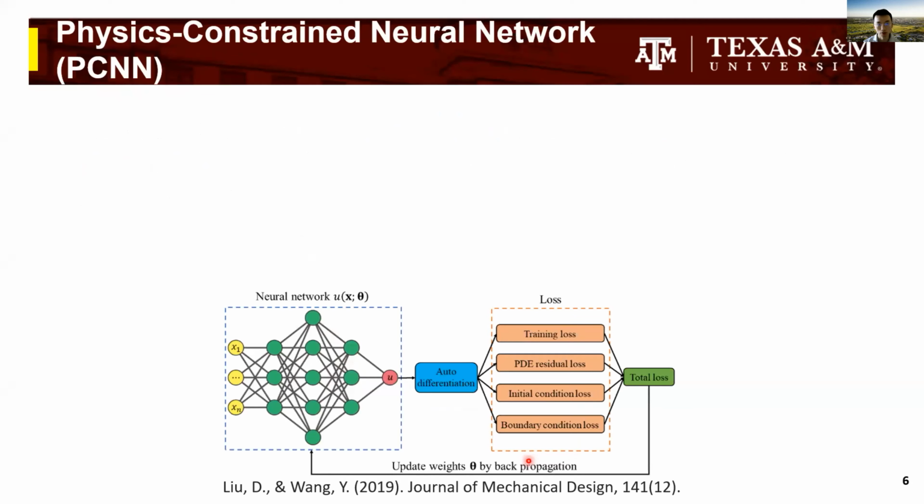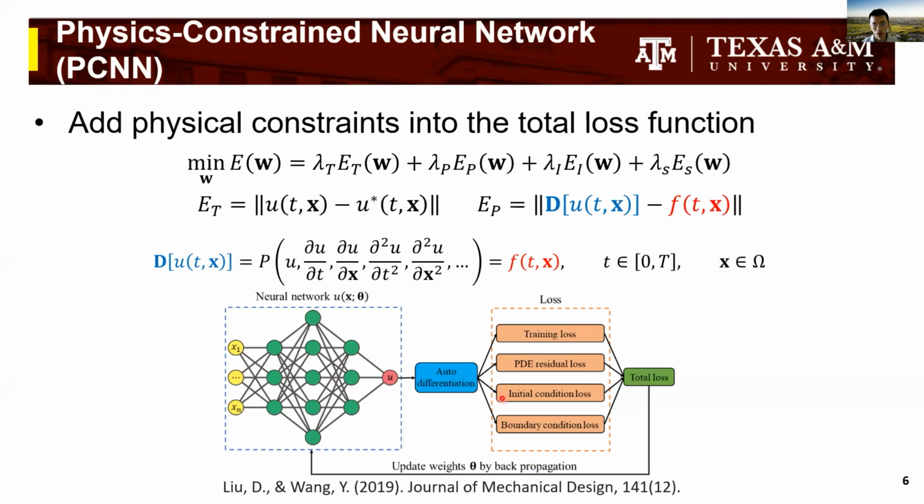So the answer is a physics-constrained neural network, or PINNs. Since Dr. Bragnito already talked about PINNs, I will just give you a quick overview. We have the artificial neural network, and then we use auto differentiation to get the derivatives, and then we embed the physical constraint into our loss function. However, for the baseline PINNs, the weights for different losses are constant, or they are empirically adjusted.